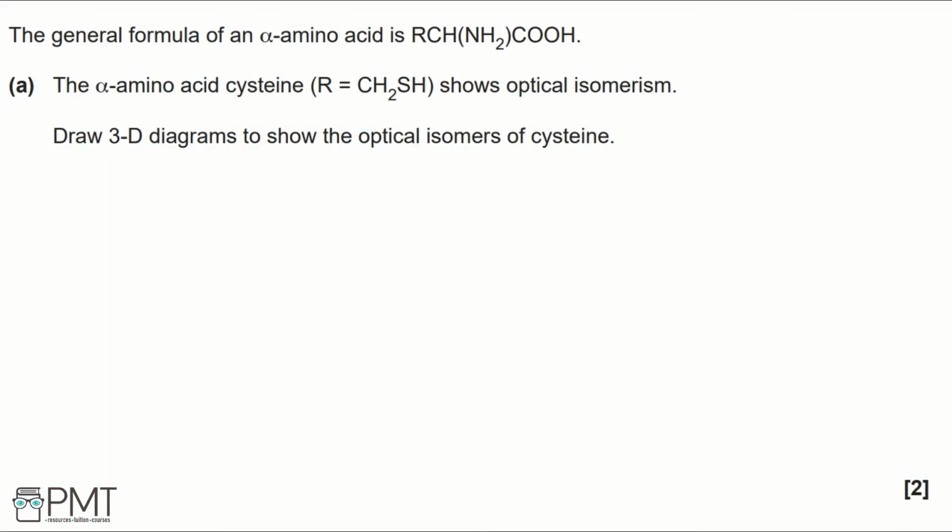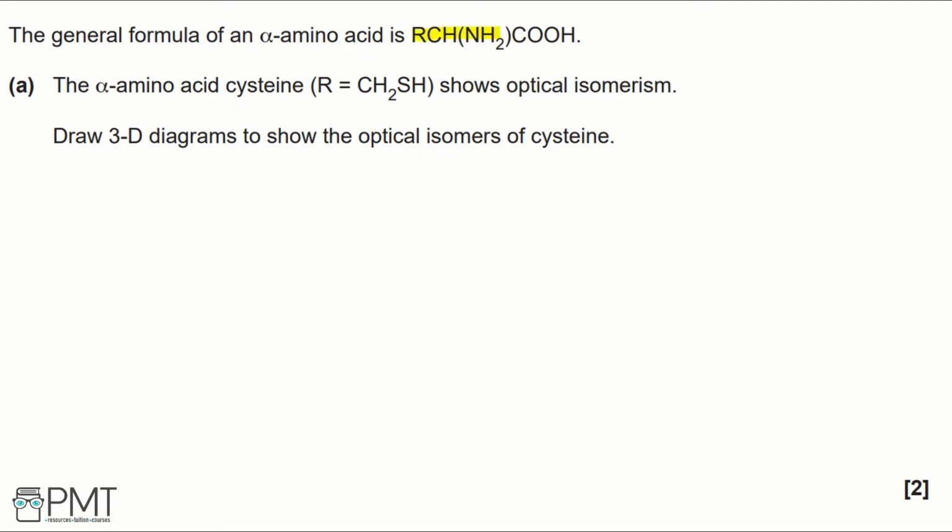The general formula for an alpha amino acid is RCHNH2COOH. Part A. The alpha amino acid cysteine, R equals CH2SH, shows optical isomerism. Draw 3D diagrams to show the optical isomers of cysteine.